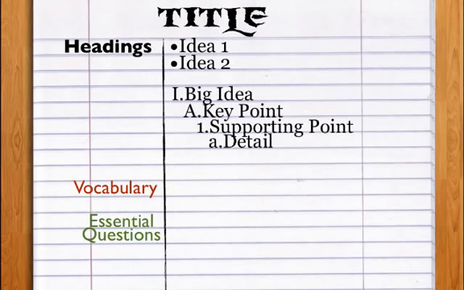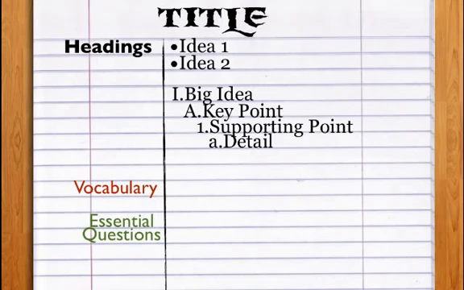A second way is by doing a more tiered structure where you use a Roman numeral to refer to a big idea, the letter A kind of indented in as a key point, number 1 even further indented as a supporting point, and then small a for smaller details. Either way, whichever method works for you is fine for this task. It really will depend on the topic.